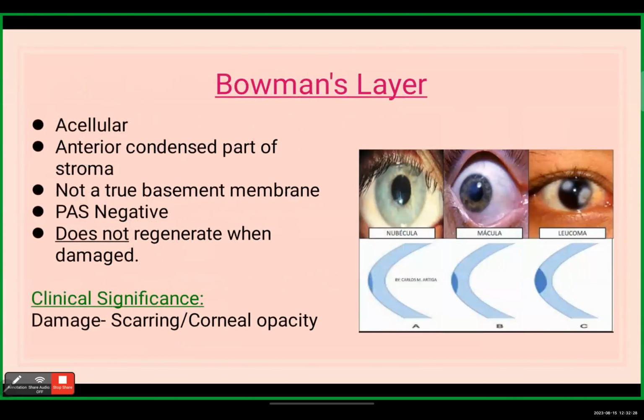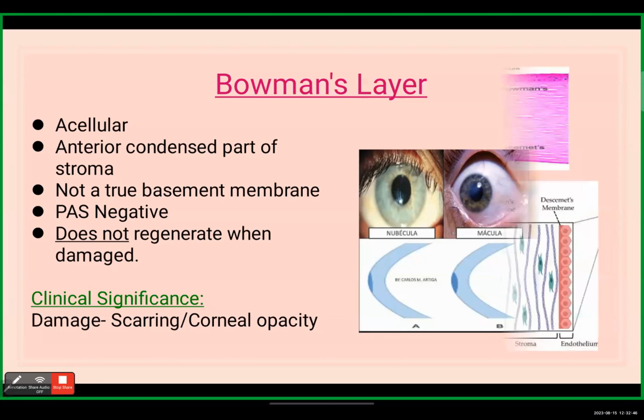Now moving on to Bowman's layer. Bowman's layer, being a very thin layer, is acellular. It is considered to be a basement membrane, but it is not a true basement membrane as it does not regenerate when damaged. Generally, any damage to this layer would lead to corneal scarring or corneal opacity.